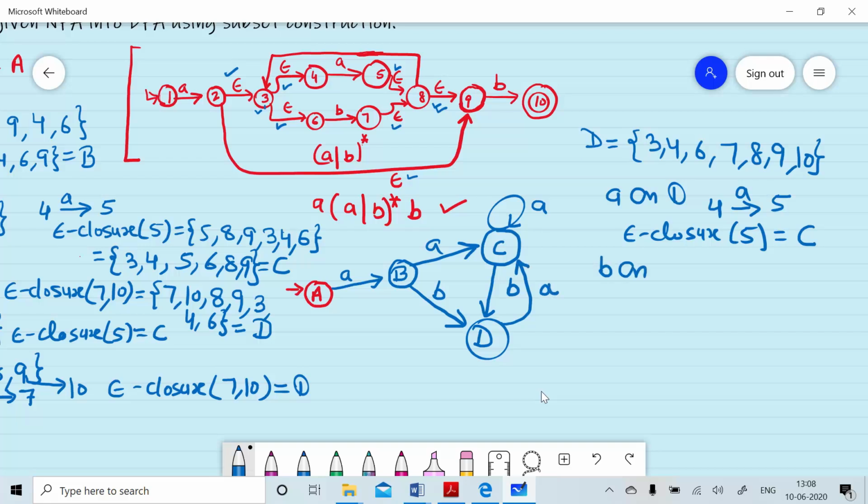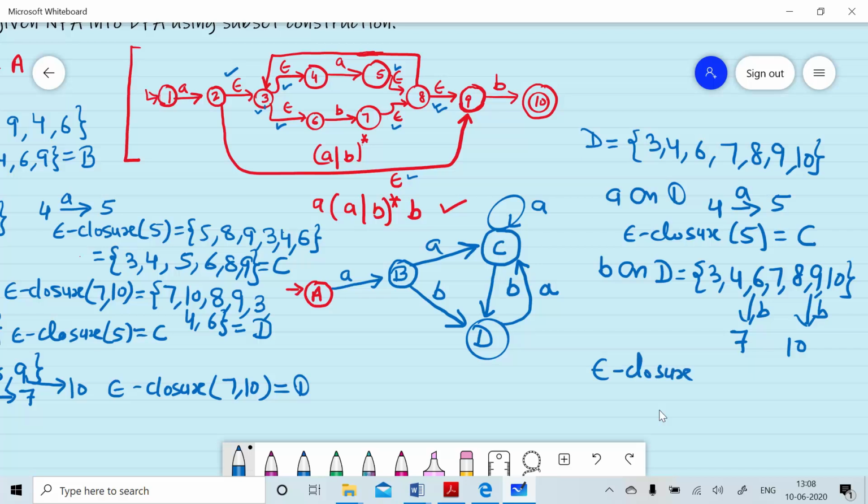Now we will discuss B on D. So D is 3, 4, 6, 7, 8, 9 and 10. We will read B on 6 and move to state number 7, and read B on 9 and move to state number 10. So we will find out sigma closure of 7 and 10, and that is equivalent to D. There is a self loop of B on D.